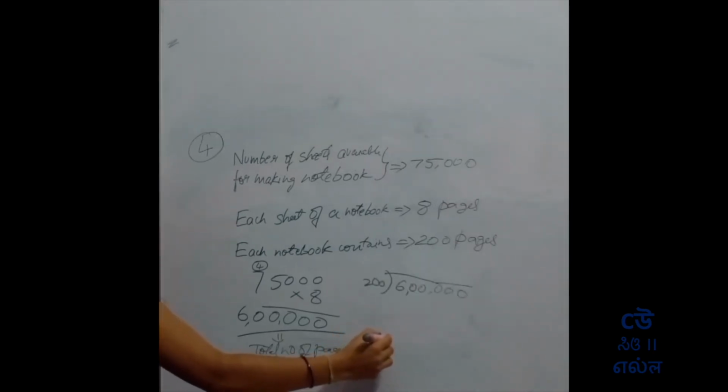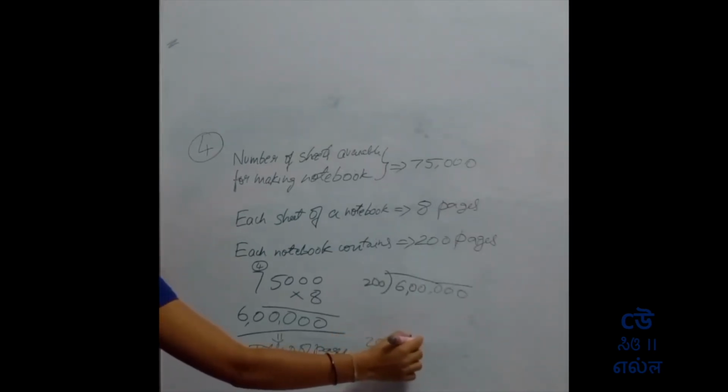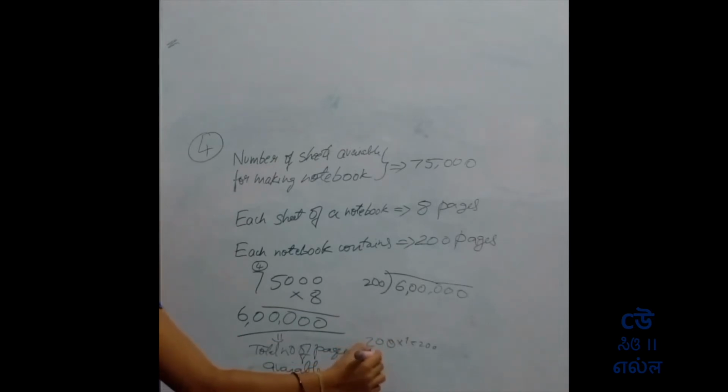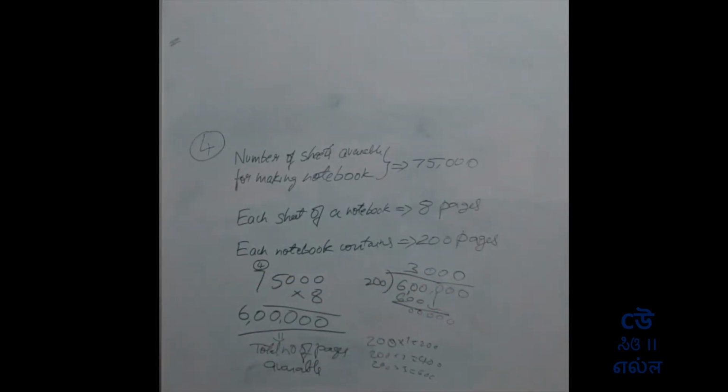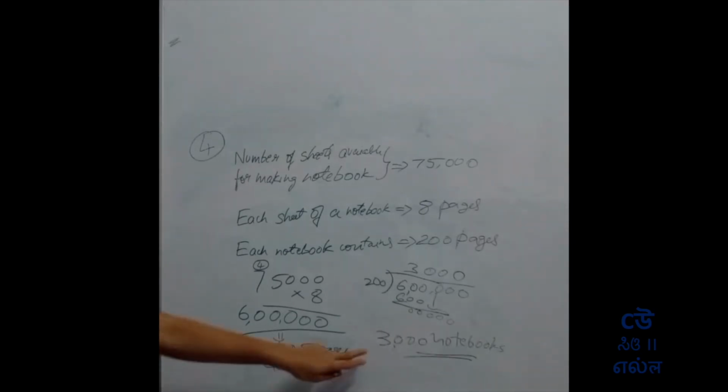200 ones are 200. If you have zeros here, you can take zeros directly there. Okay, 3,000 notebooks can be made. Okay, how many notebooks can be made with the paper available? We can make 3,000 notebooks with the paper available. Okay.